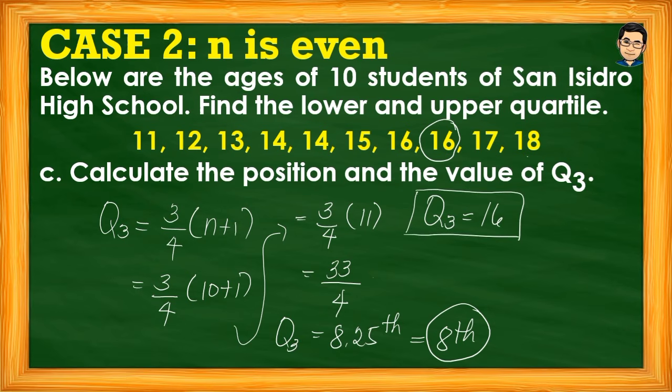So, what does it mean? 75% of the students' ages is less than or equal to 16. So, those lower than 16: 15, 14, up to 11.